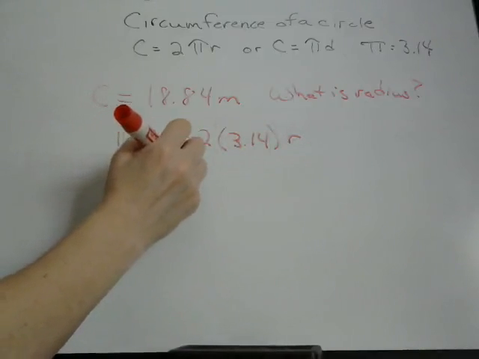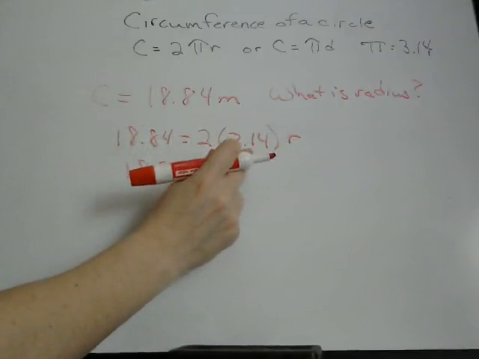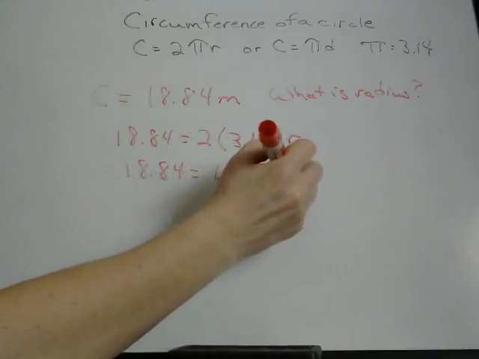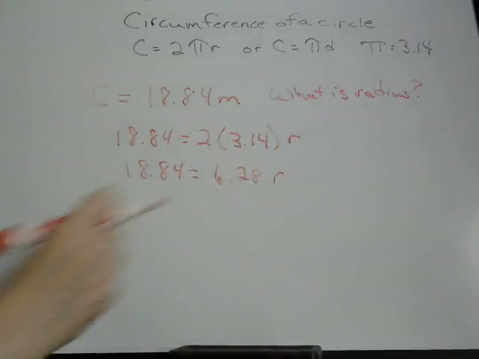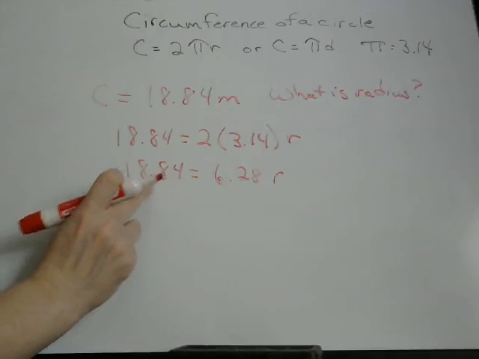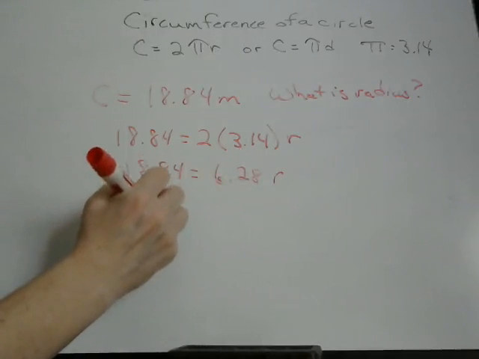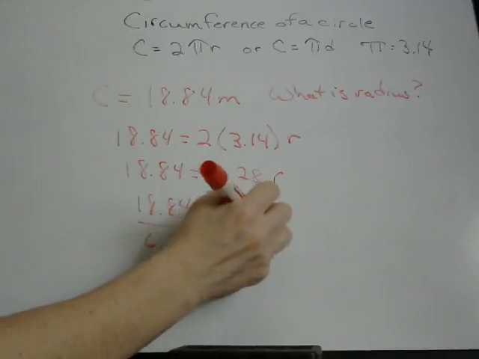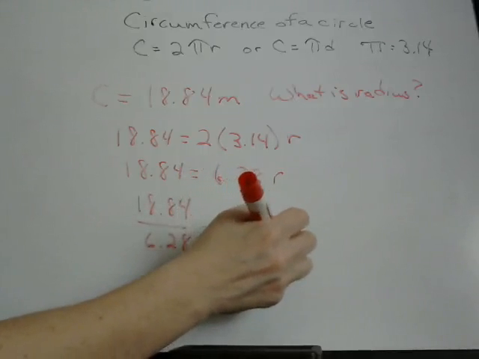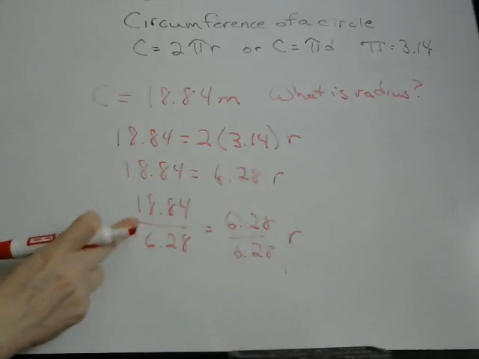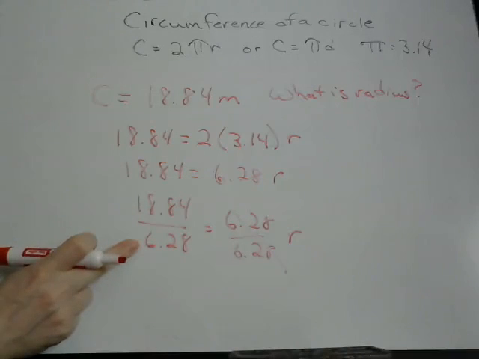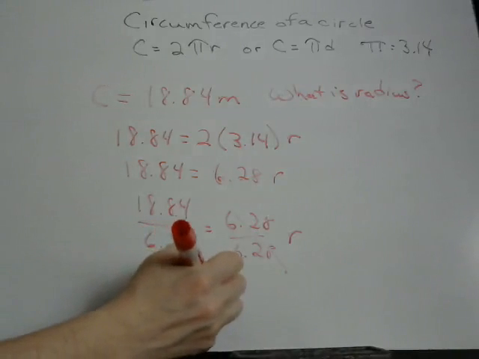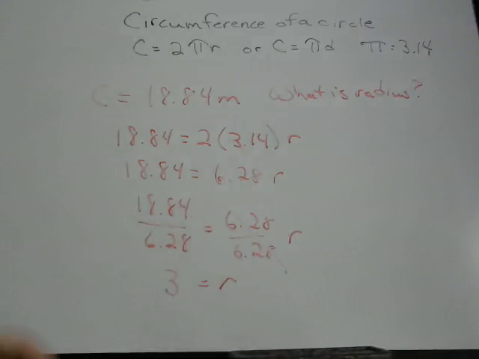So we can do, what's 2 times 3.14? 6.28 times r. We need to get r by itself, so we can solve for that. We just divide 18.84 divided by 6.28. That cancels. 18.84 divided by 6.28 is 3. So the radius would equal 3.